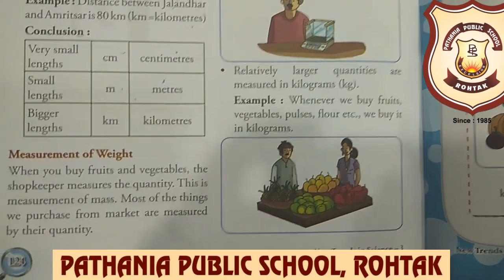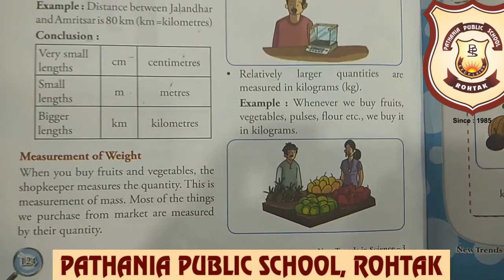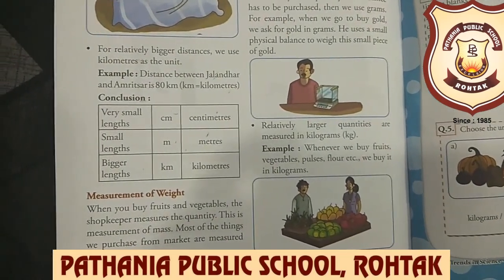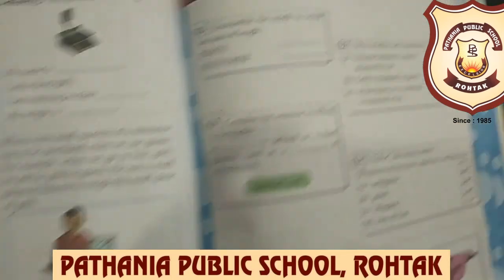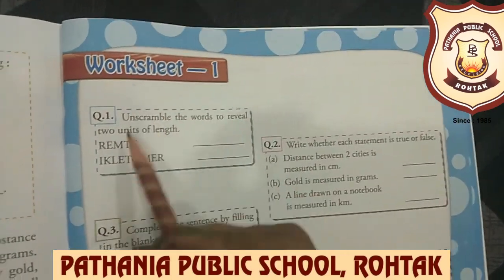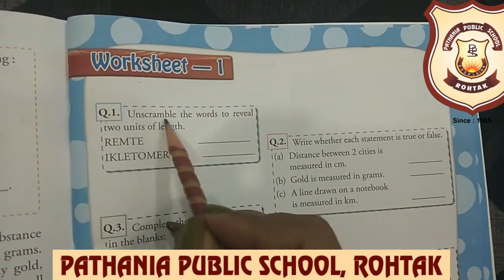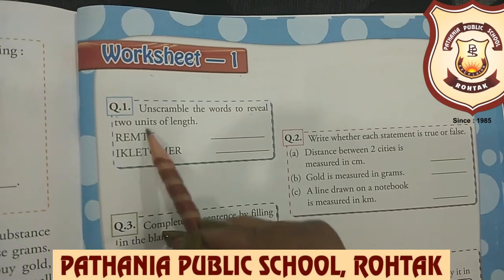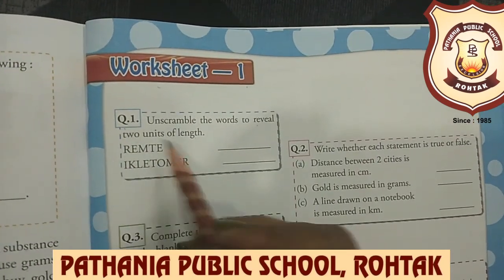Now beta, we have completed measurement of weight and measurement of length. So let's move to worksheet 1, which is on page number 125. Read question number 1 beta. Unscramble the words to reveal 2 units of length. You need to unscramble the words.